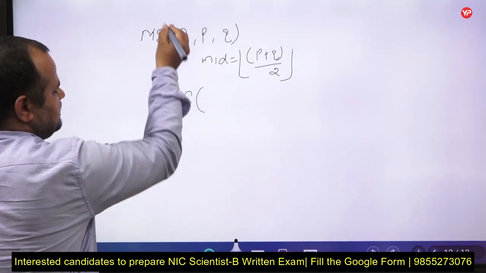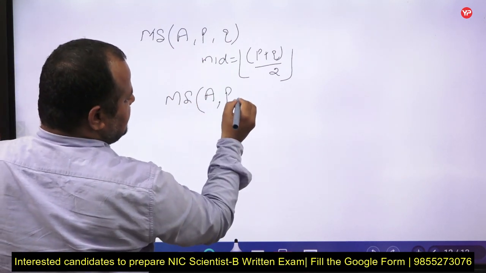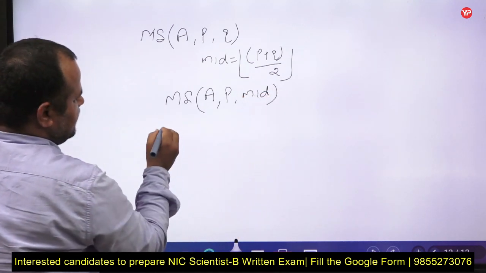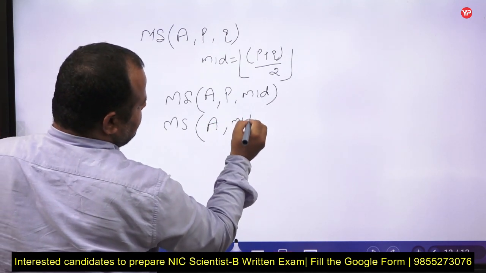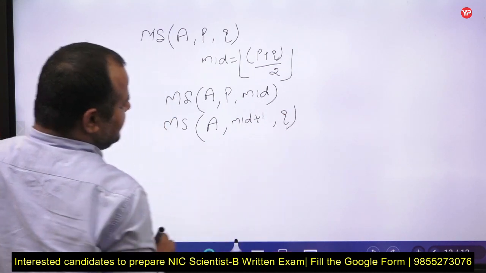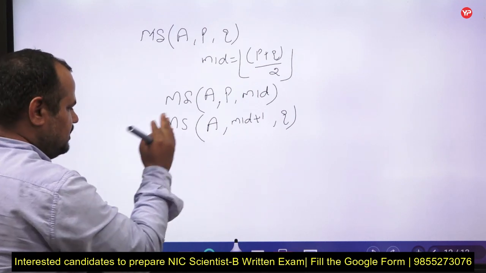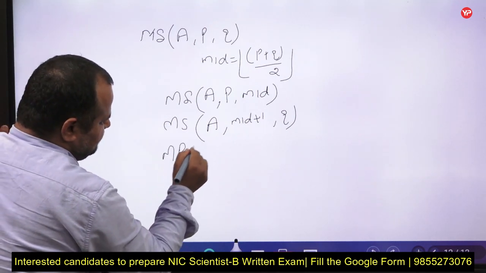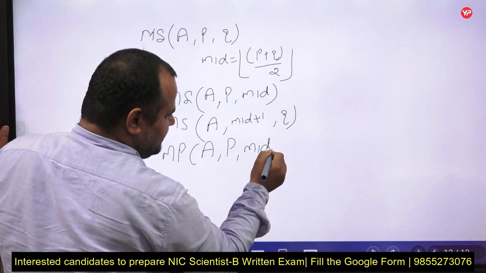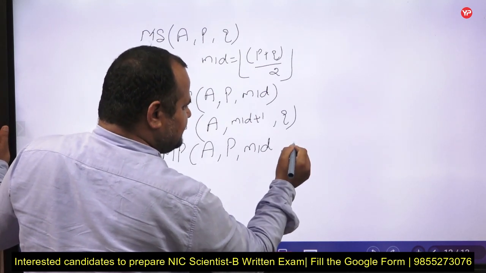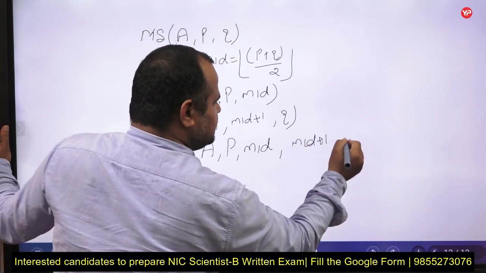Again it will call merge sort having array A, starting with P and the last index is mid. Again it divides the subarray into the right-hand side subpart, that is A, starting index mid plus 1, last index Q. After recursively dividing the subarrays, at last I will call the merge procedure on array A having the first subarray starting index P and last index mid, and the second subarray starting index mid plus 1 and end index Q.